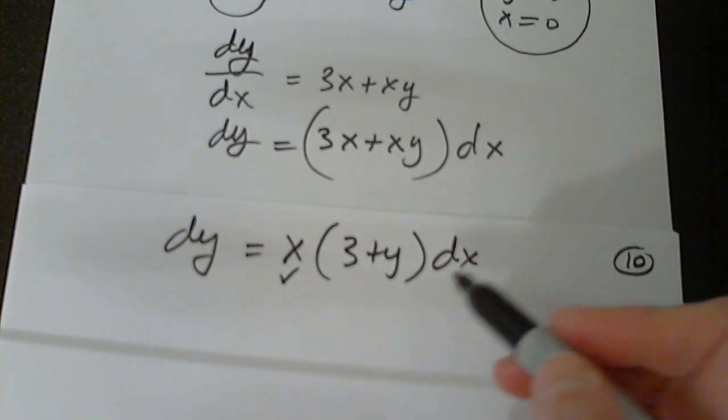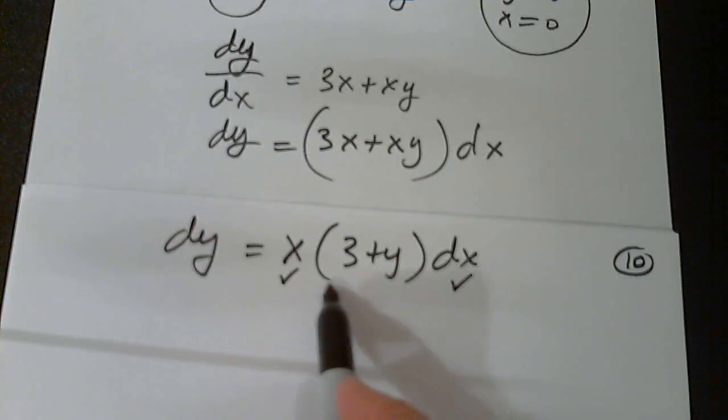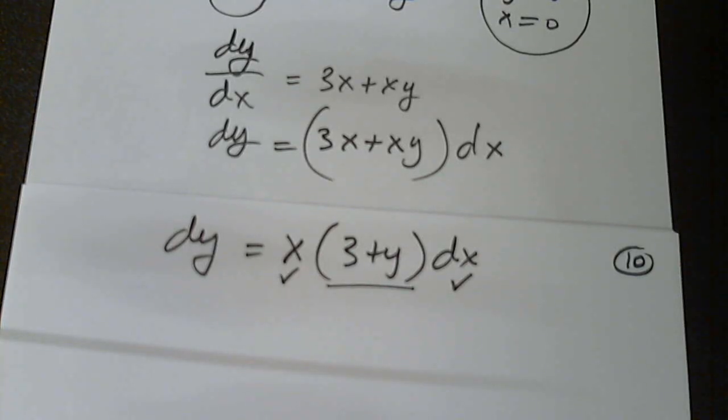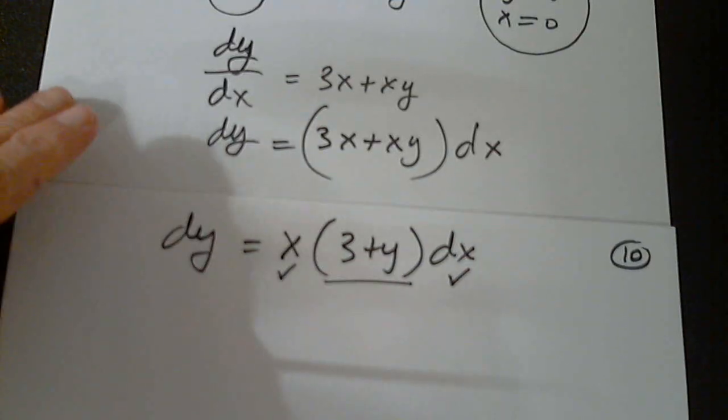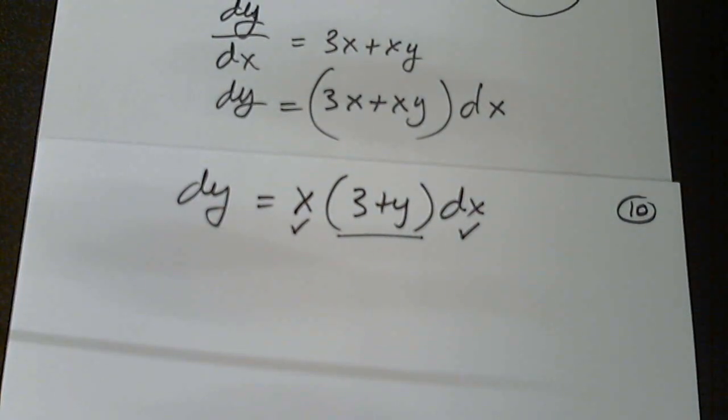X should be there. It's in the right spot. Dx is in the right spot, but this one is not. It does not belong there. What should I do? What should I do to both sides to get rid of this? It doesn't belong on the right-hand side. What should I do to both sides, of course, to get rid of y plus 3?